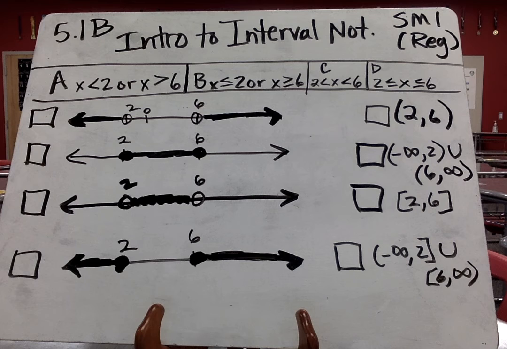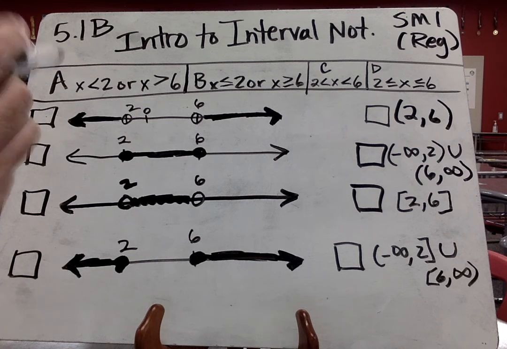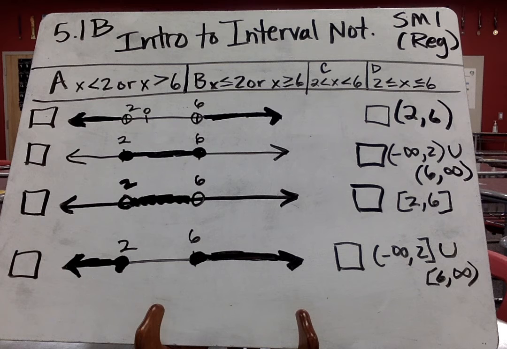So the first thing we want to do is look in your white packet 5.1b and go over some of the problems there. Now we have some graphs here, and we're going to match them up with the inequality, and also match them up with the interval notation on the right hand side.